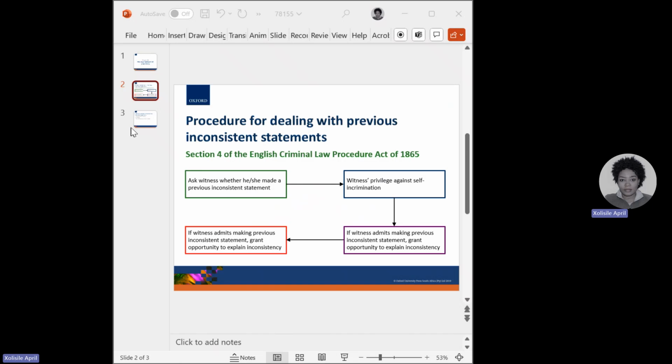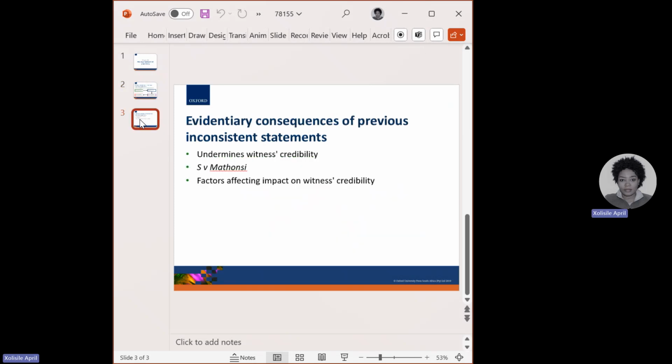In closing, I just want to say that a previous inconsistent statement is when a witness says something in court that contradicts an earlier statement. The procedure is set out in the English Criminal Procedure Act of 1865, and such statements do not prove the facts, but they affect the witness's credibility. This case of State versus Matonzi reminds us that the impact depends on the nature and seriousness of the inconsistency.